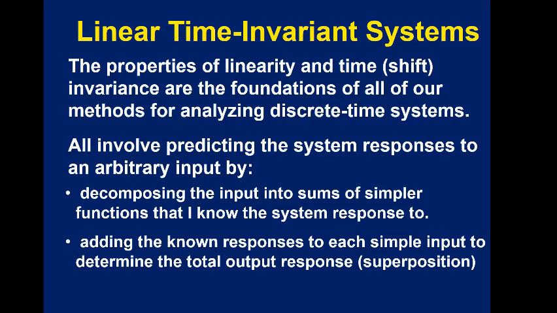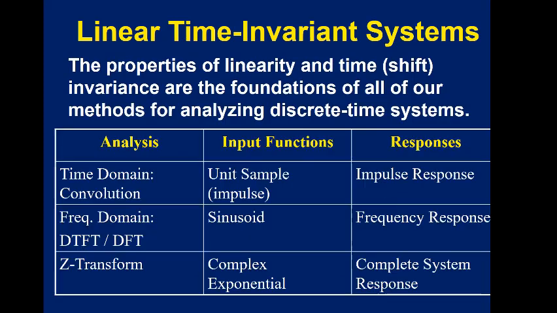And our methods will just change what the simple function is, right? When we're doing convolution, we'll be using unit sample responses. When we're looking at frequency responses, we're looking at breaking things up into sinusoidal kinds of signals. When we're looking at Z transforms, we'll be looking at complex exponential responses. But again, all of these rely on us having linear time invariant or linear shift invariant discrete time systems in order to apply these methods.